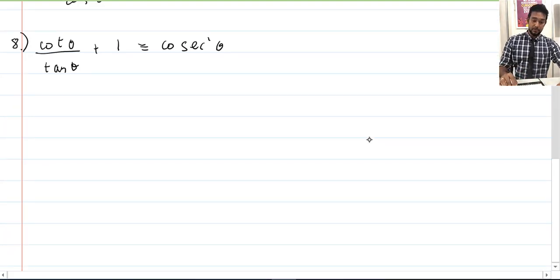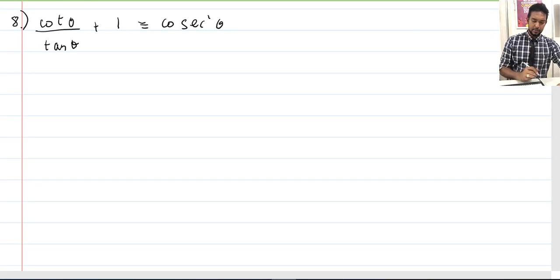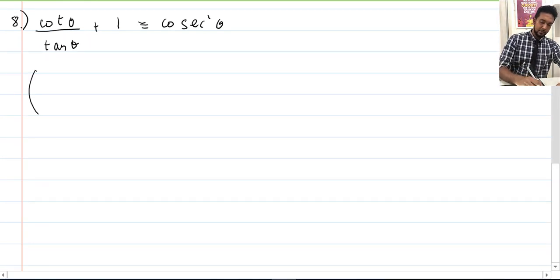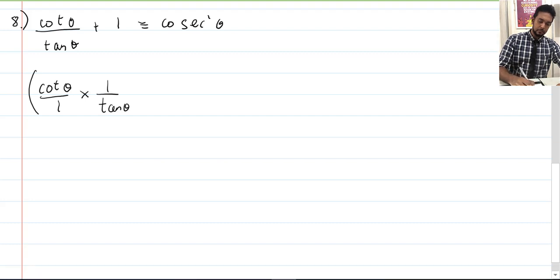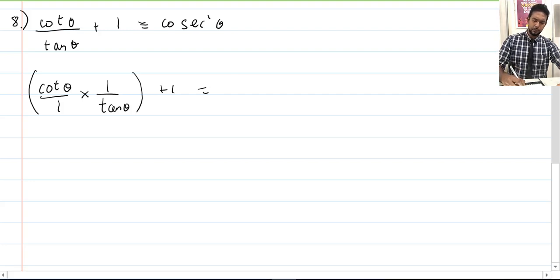All right, well that's one possibility. There are others. All right, so let's work on cot theta over tan theta, shall we? So cot theta over 1 multiplied by 1 over tan theta, plus 1. All right, how else can we express cot theta? That's 1 over tan, right? So we could do 1 over tan theta multiplied by 1 over tan theta plus 1.